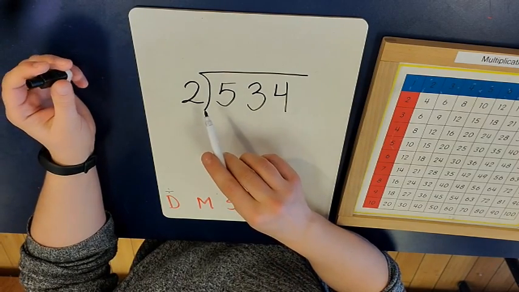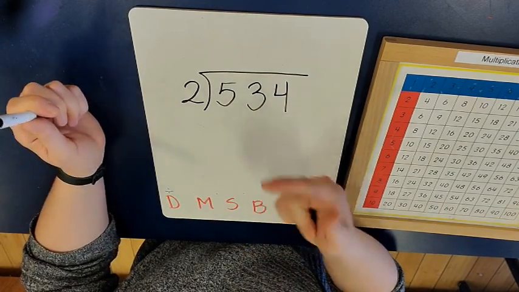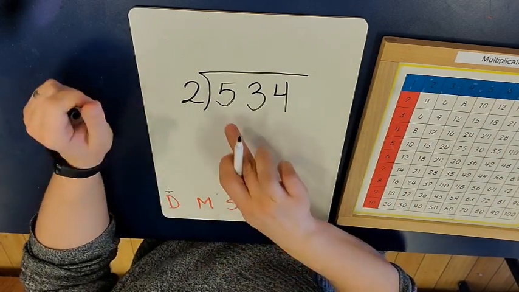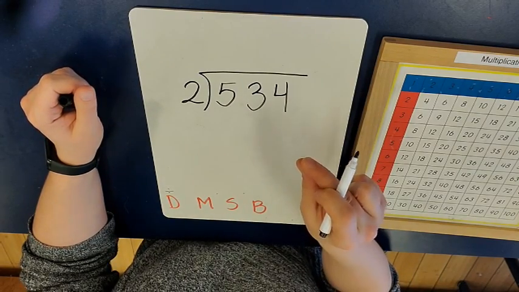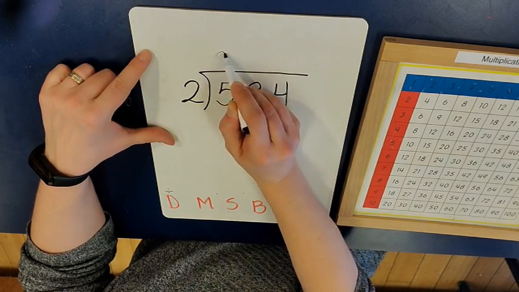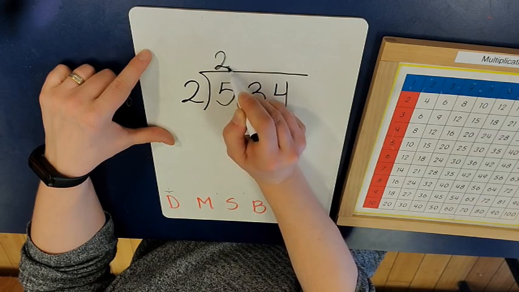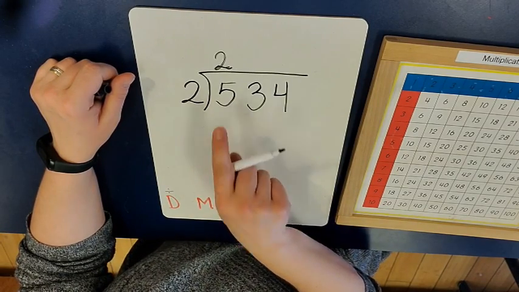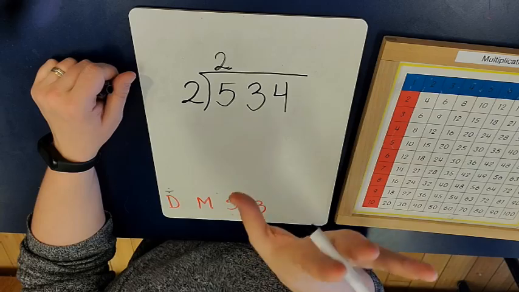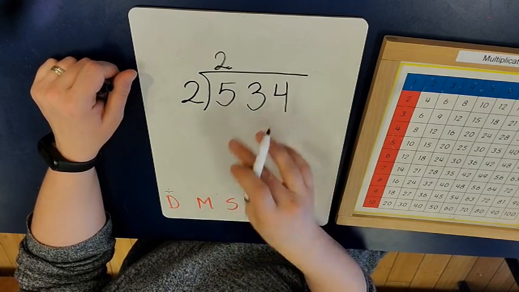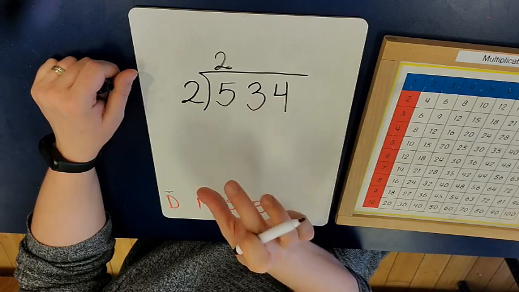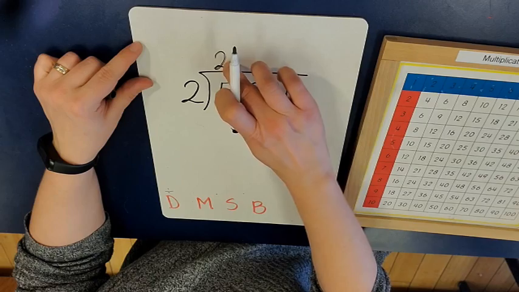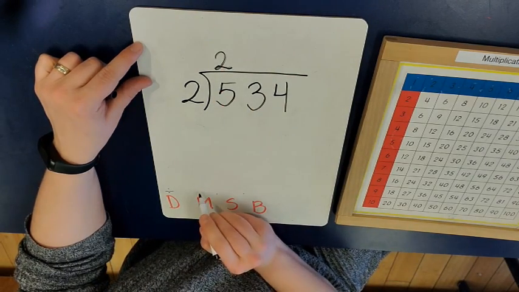2 goes into 5 twice, and I could check on my board. 2 goes in 2 times. So 5 divided by 2, as close as I can get, is 2. 2 goes into 5 2 times without going over. If I go over, I have to go back. If 2 were to go in 3 times, that would be 3 2s, and that would be 6. That doesn't work.